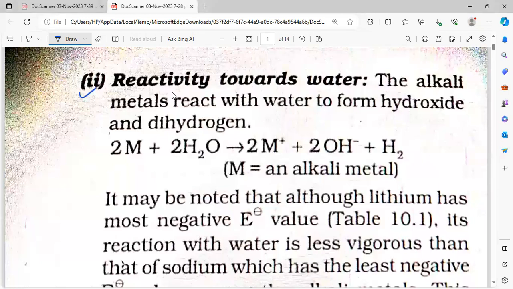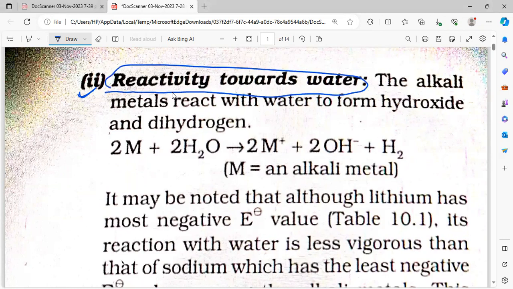Now today I am going to do the second part, lithium and sodium monoxide and peroxide, that one. Today we are going, this is the NCERT book only. The first one is reactivity towards water. We are going to study how it reacts with water.